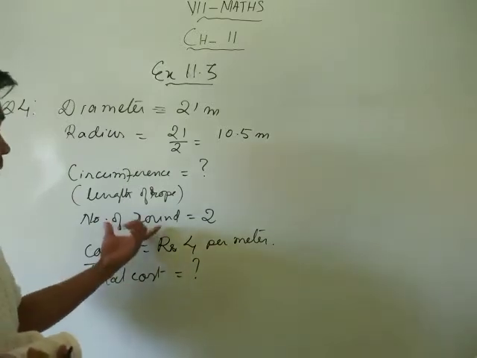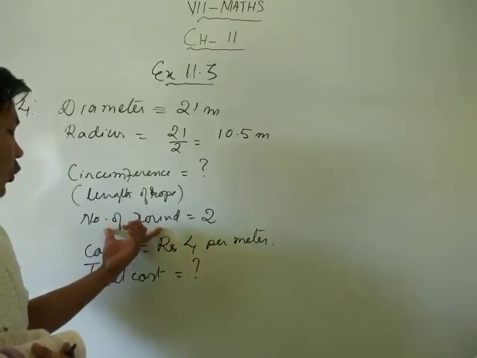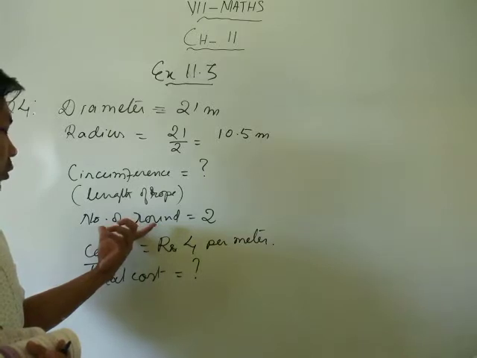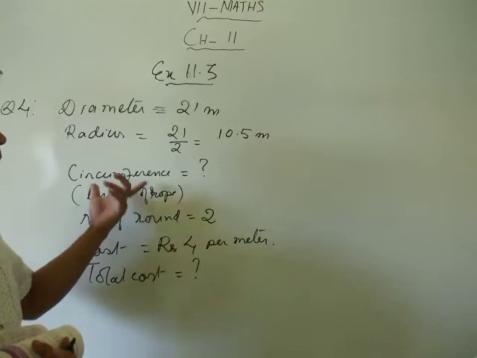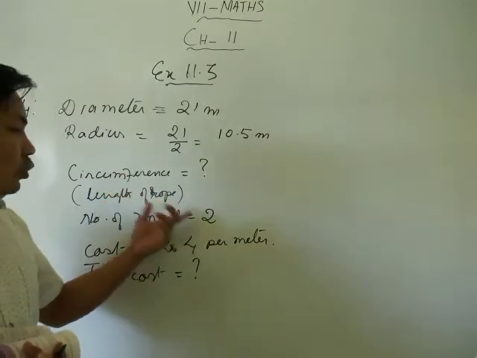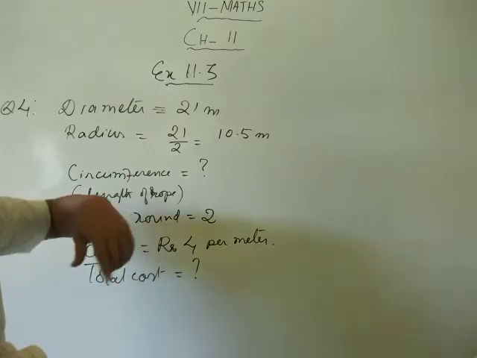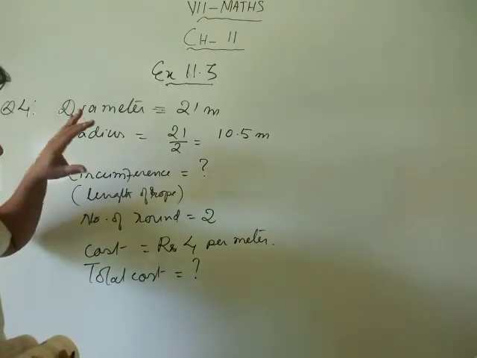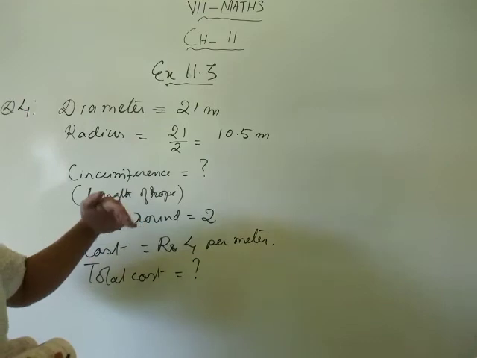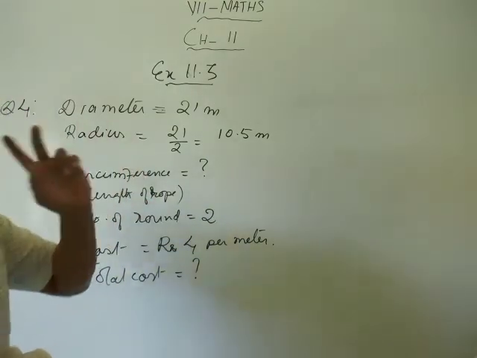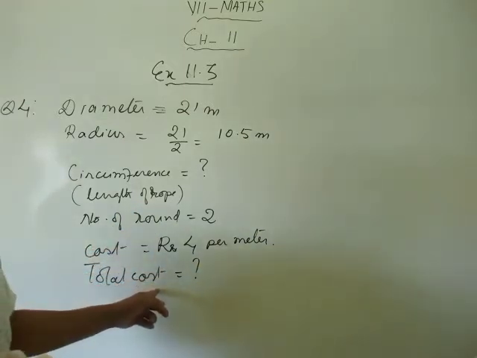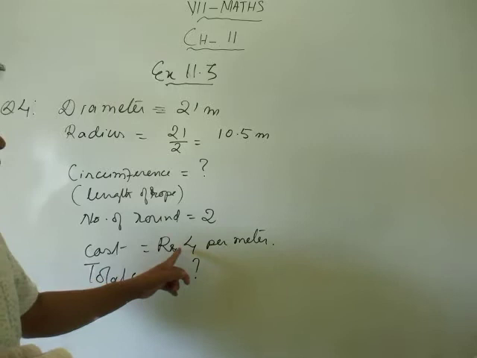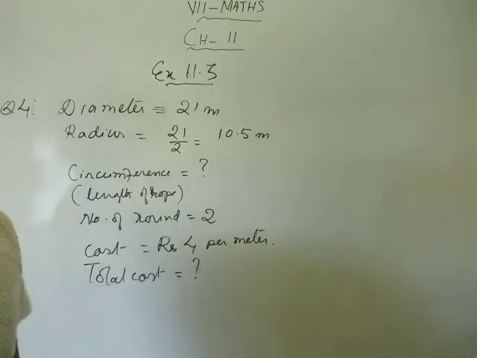If we are making two rounds there, how much is the length of the rod? The circumference of the circle will be the length of the rod for one round, but if you make two rounds, we have to multiply the circumference by two, then we will get the total length of the rod. And the price is 4 rupees per meter, so you have to multiply it with the total length of the rod after getting this circumference.